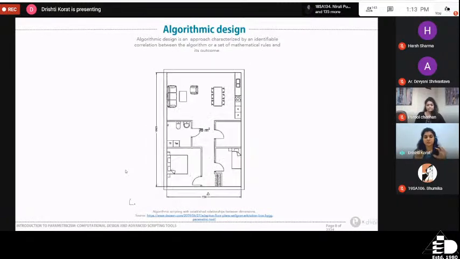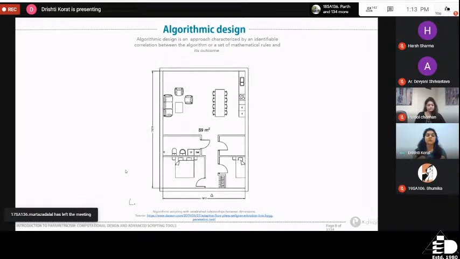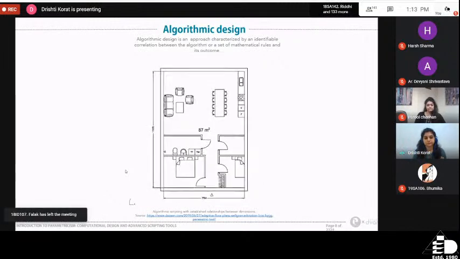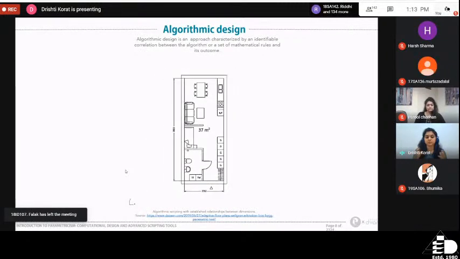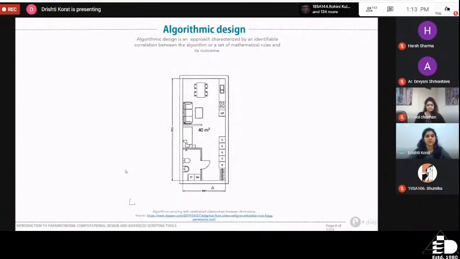So when we change the length and width of the bounding rectangle, we can directly see its effect on the elements inside. So this is what the algorithmic design approach is like.